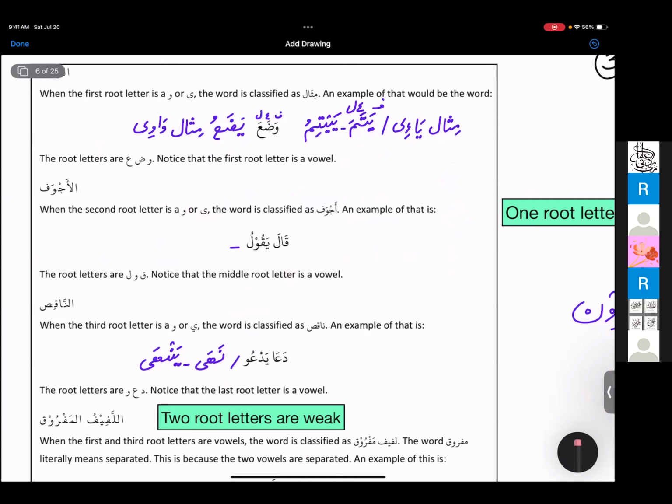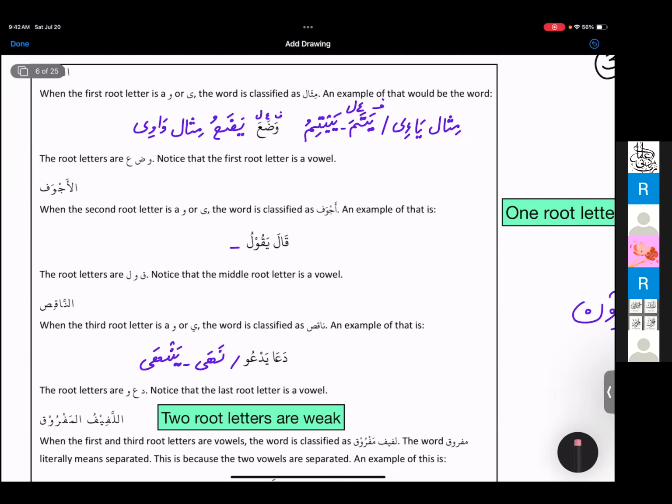So this is misal wawi and misal ya'i. This is how we are going to describe further whenever our first root letter is either waw or ya. This is part of mu'tal first of all, because whenever we have weak letters waw and ya in any of the three kalimas, that kind of irregularity is going to be called mu'tal. And for mu'tal, we further divide them into three categories: misal, ajwaf, and naqis.